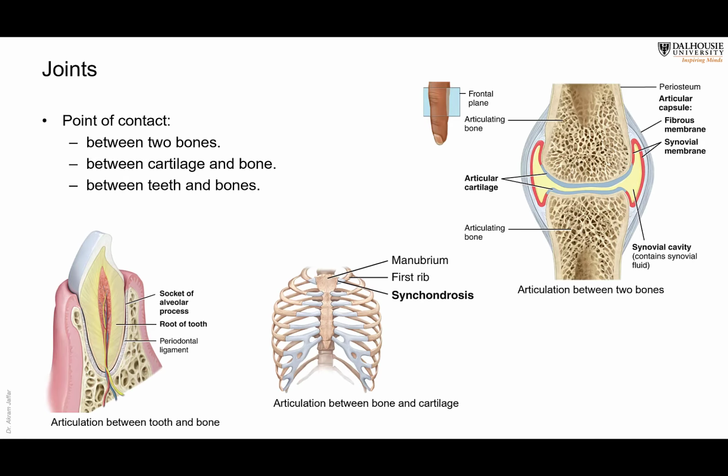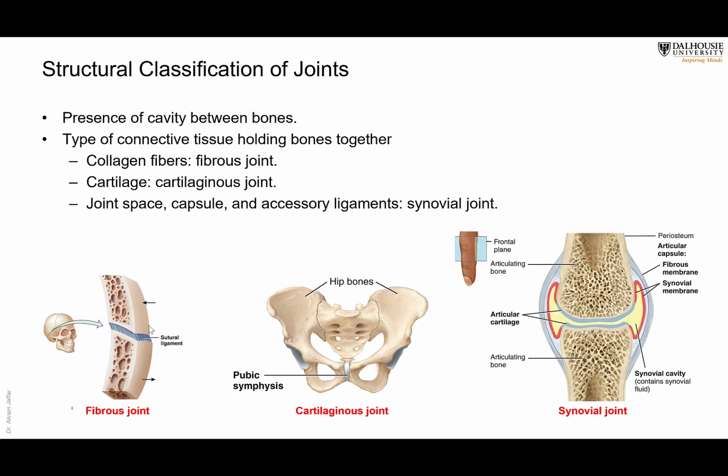So the joints are points of contact. Either they are located between bone and bone or between cartilage and bone. Remember these costal cartilages and ribs, for example. So this is a joint, or between tooth and bone. They are points of contact. You might think that the joint should be movable. No, not all the joints in the body are movable. But there are certain types of joints that are movable joints.